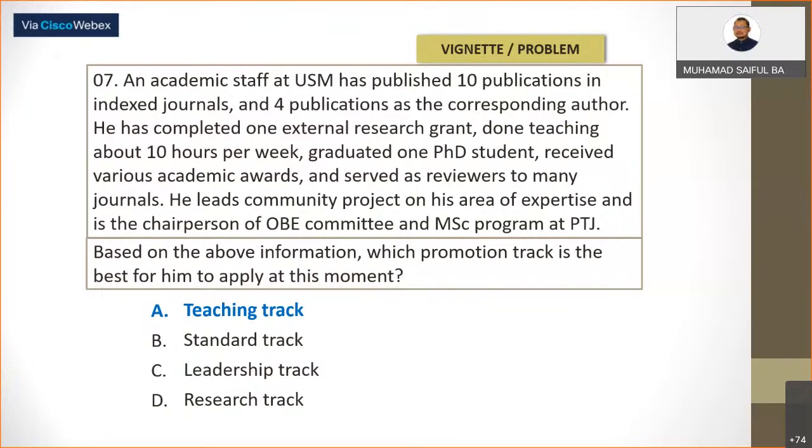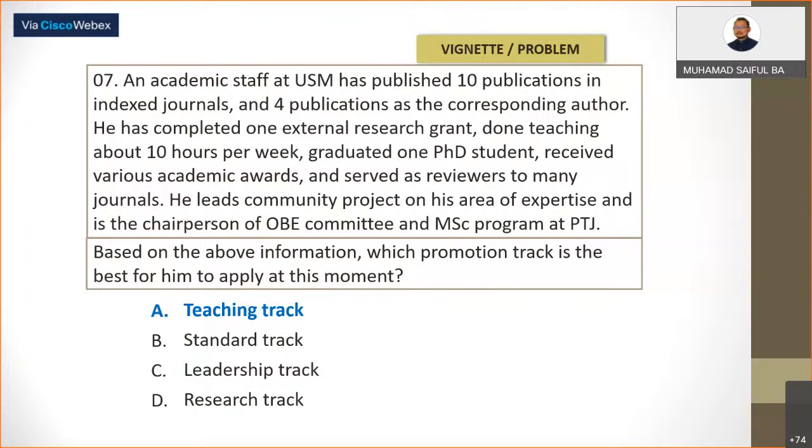Now let me put my thoughts. The first thing is the publication. For the research track, the publication count must be higher than 10 for you to apply. Why not standard track? For the standard track you also need more than 10 publications in total. So if you know the criteria for the standard track and research track, the first point already gives less suitability for the candidate to choose the standard track or research track.